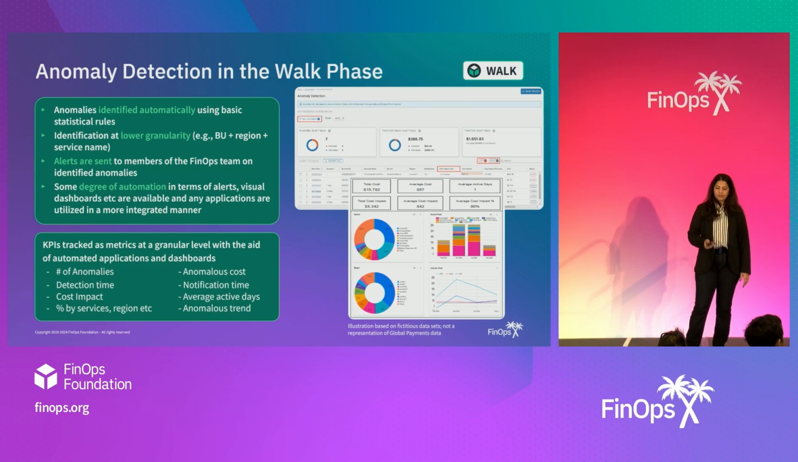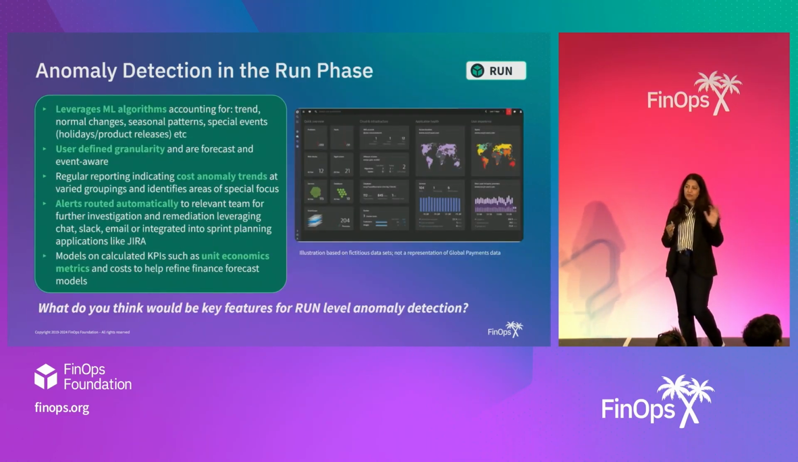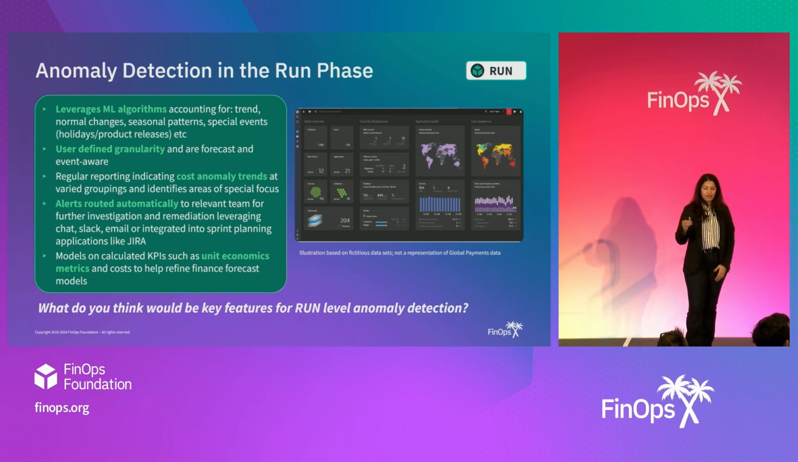From a run perspective, I'm kind of going to switch it around a little. I'll give you my thoughts on what the run is, but I would like to hear from you guys what would be key features that you would see in a run phase of anomaly detection? Like what is your utopia from an anomaly detection perspective?